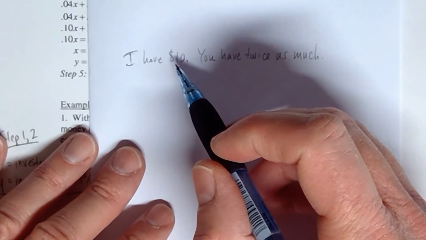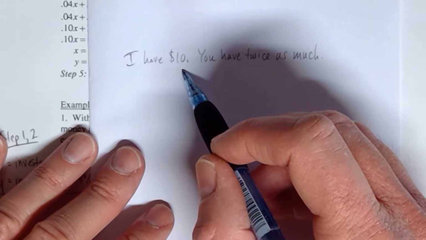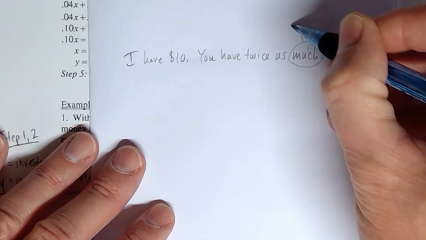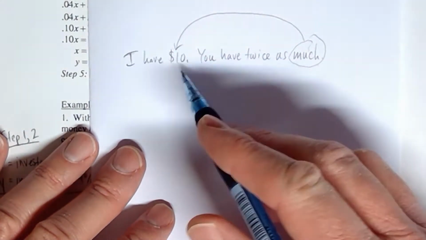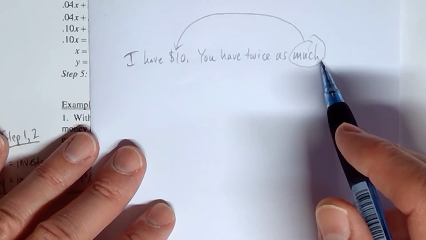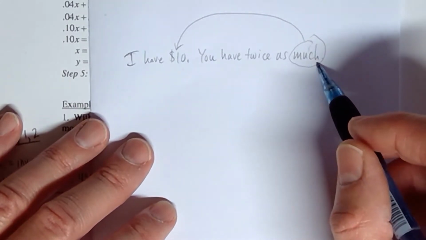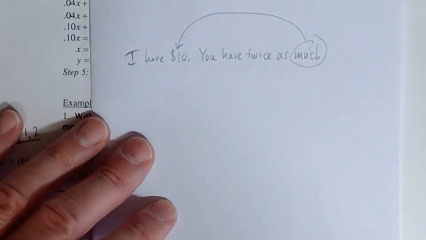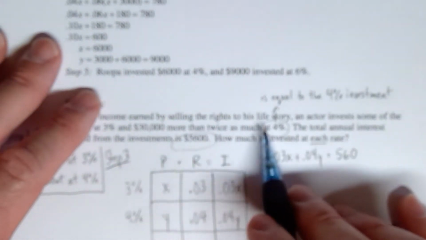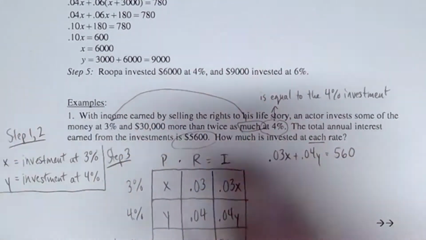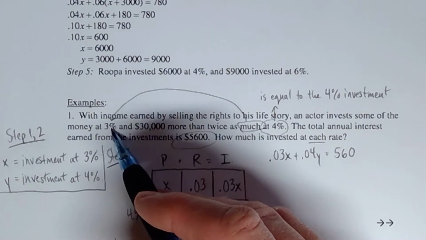Here's another simple example, unrelated to this problem, but it'll help you understand it. I have $10, just pretending, of course. You have twice as much. Twice as much as what? When they say twice as much, aren't they referring to what they just talked about in the previous statement? If I say I have $10 and you have twice as much, aren't I saying that you have twice as much as the $10, which would be $20? The word much, when they say it like this, refers to the amount of money mentioned just before they said twice as much. And it's the same thing here. When they say 30,000 more than twice as much, they mean twice as much as what they had been talking about just before, which is the 3% account.